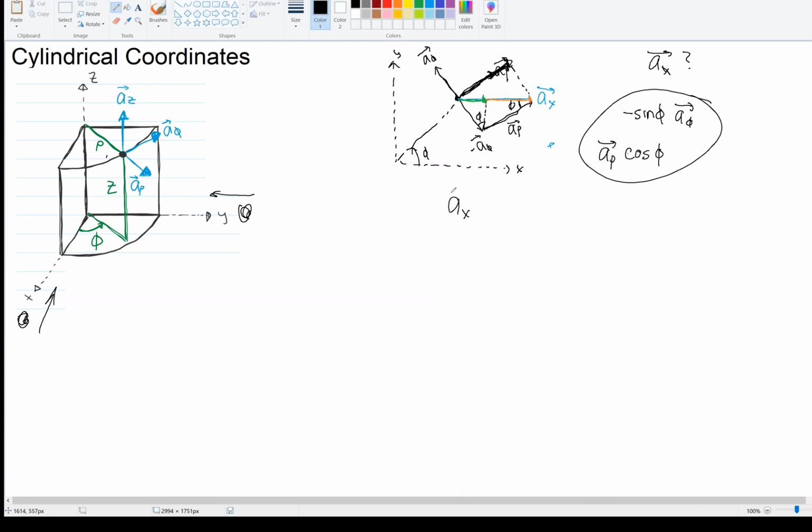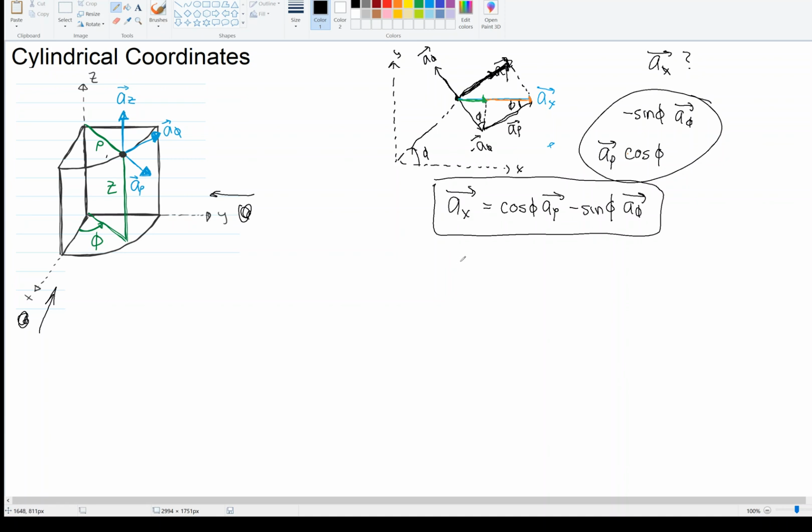So all of that is to say that AX is cosine phi in the rho direction, and minus sine phi in the phi direction. That is the way you would convert to get one basis vector in the rectangular coordinates.